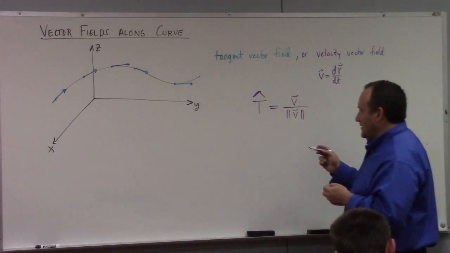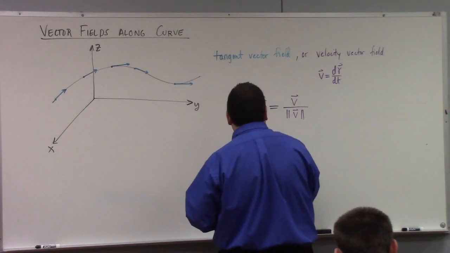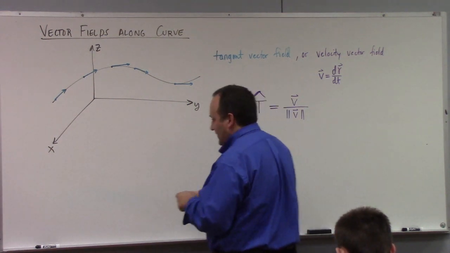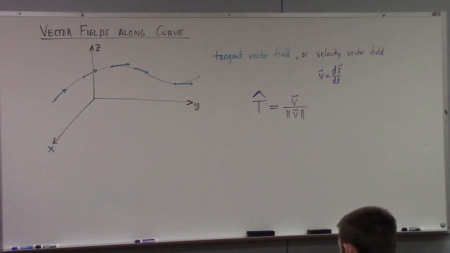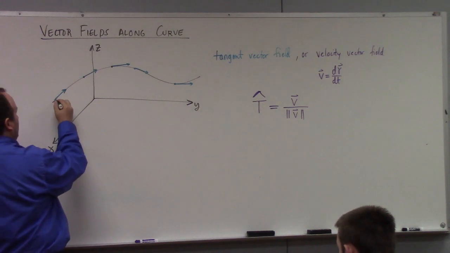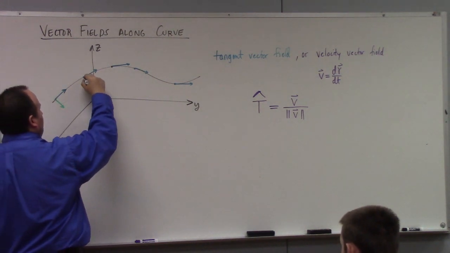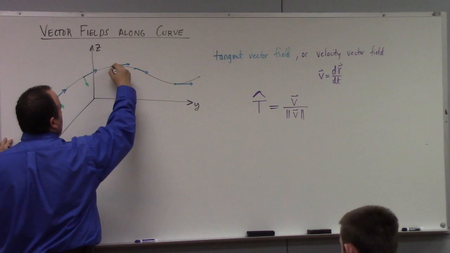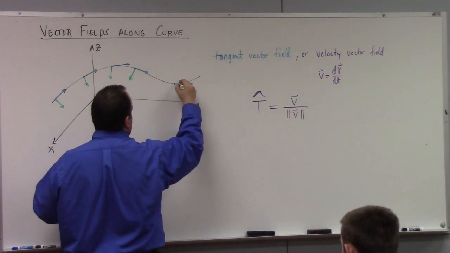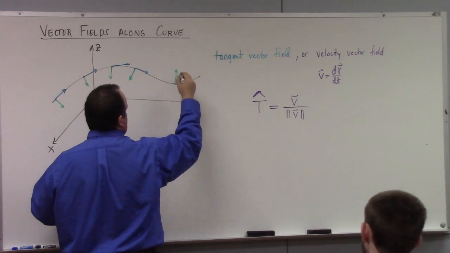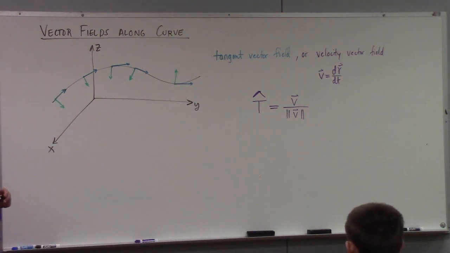Then you can define the unit normal vector to be the vector which is something like this. It's perpendicular, and if you can imagine fitting a circle to the curve, it would point towards the center of the circle which fits the curve, the so-called osculating circle.